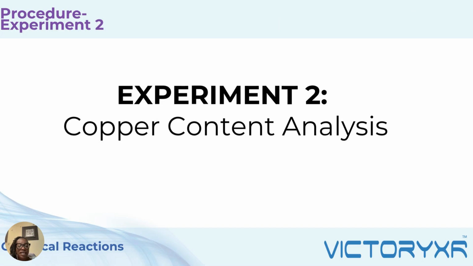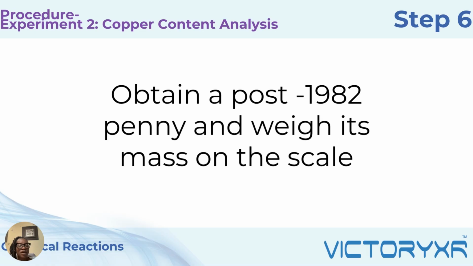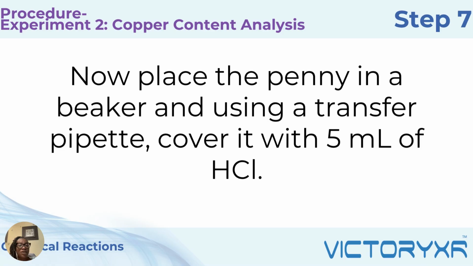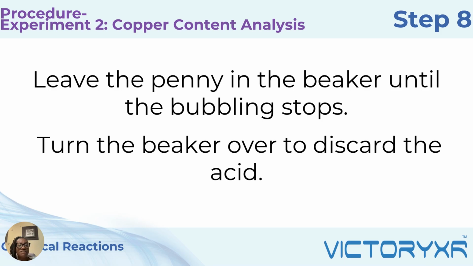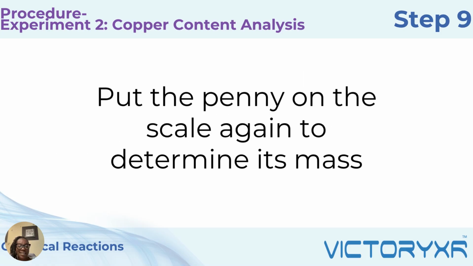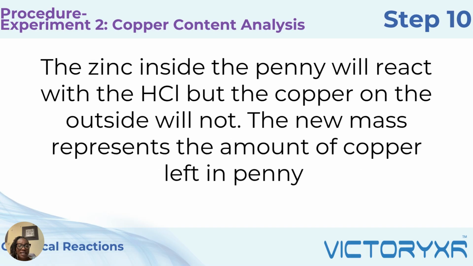The second experiment is a copper content analysis. You'll obtain a penny and weigh its mass on the scale. You'll place this penny in a beaker and use a transfer pipette and cover it with hydrochloric acid. You'll leave that penny in the beaker until the bubbling stops. That means the reaction has stopped. You'll turn the beaker over and discard the actual acid. Then you'll weigh or take the mass of the penny one more time. The zinc inside the penny would have reacted with the hydrochloric acid, but the copper on the outside will not. The new mass actually represents the amount of copper that is left in the penny.